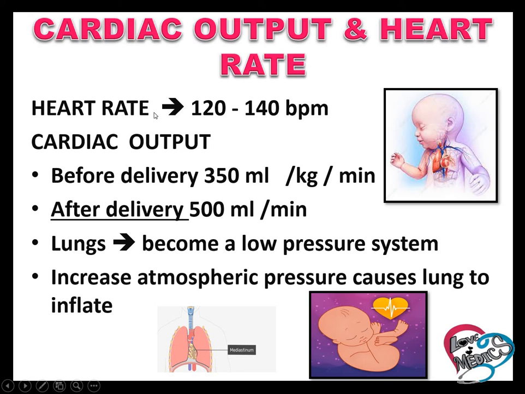Cardiac output and heart rate of the fetus. Heart rate is 120 to 140 beats per minute. Cardiac output before delivery is 350 ml per kg per minute. After delivery, 500 ml per minute. The lung is a low pressure system. And then after delivery, increased atmospheric pressure causes the lung to inflate.